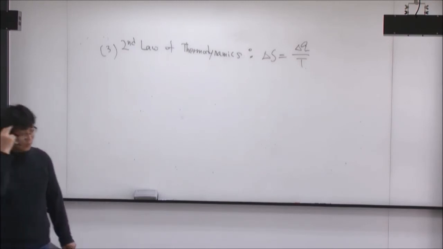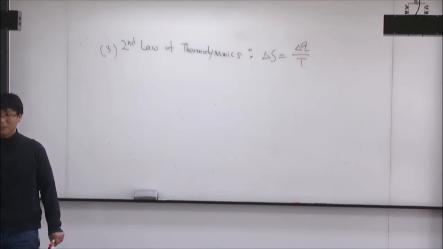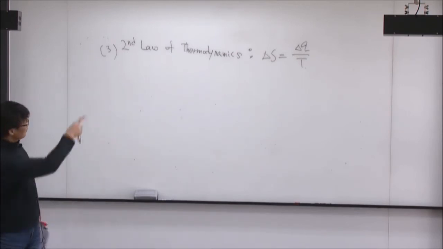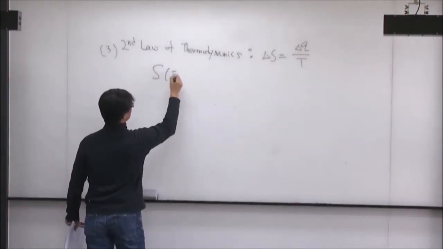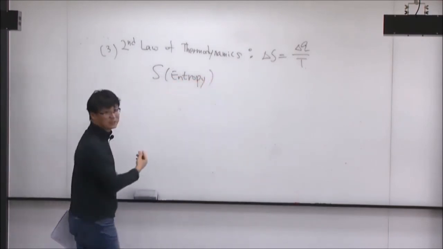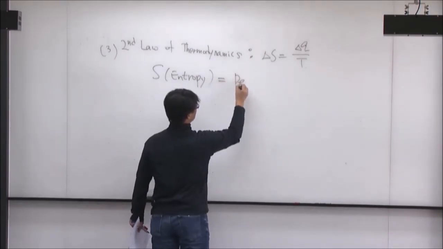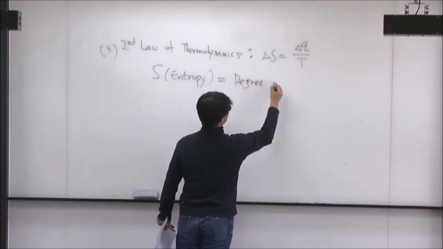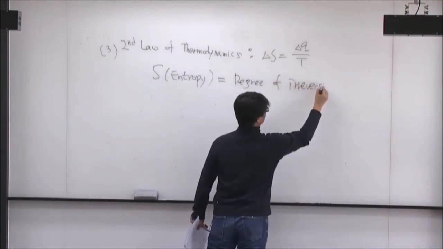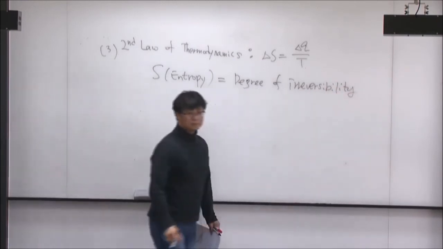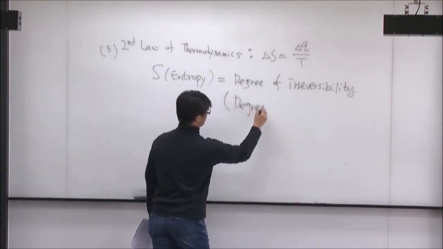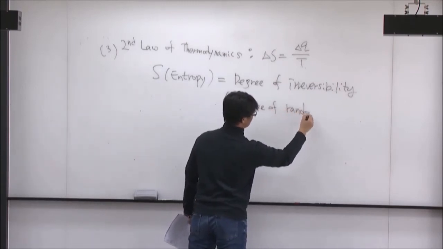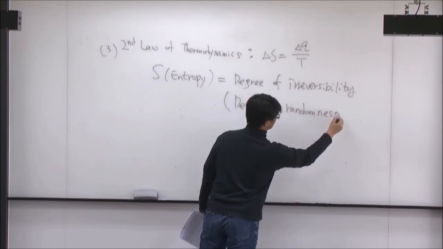Okay. So in order to use the degree of irreversibility, we have to generate a new terminology. That's the entropy, a terminology called entropy. So entropy, you have seen the S for a long time, entropy. Entropy is the degree of irreversibility. And also, we call this the degree of randomness.